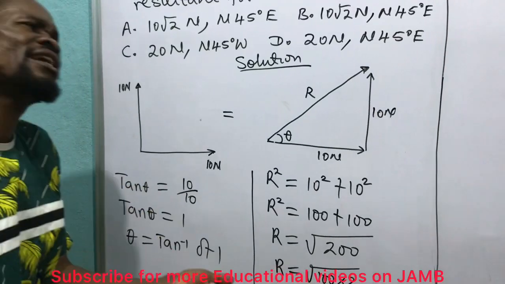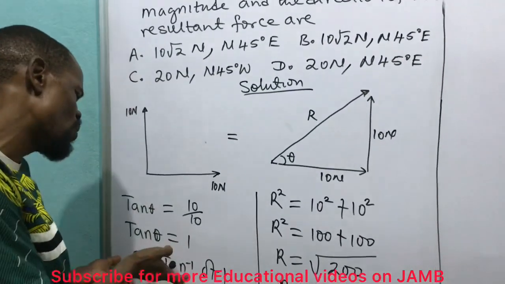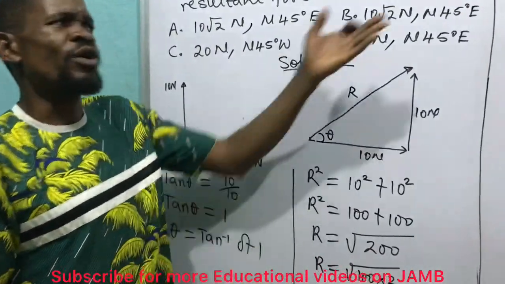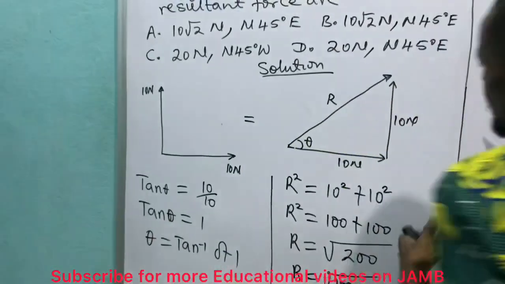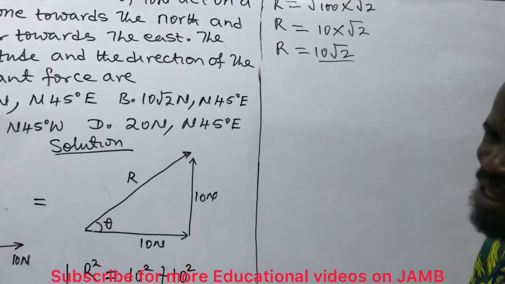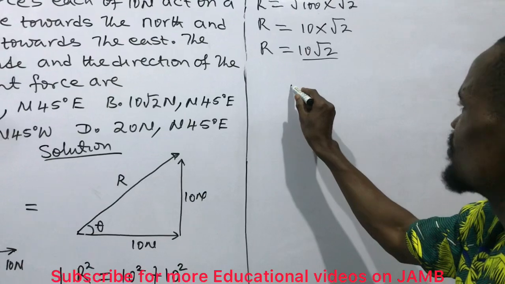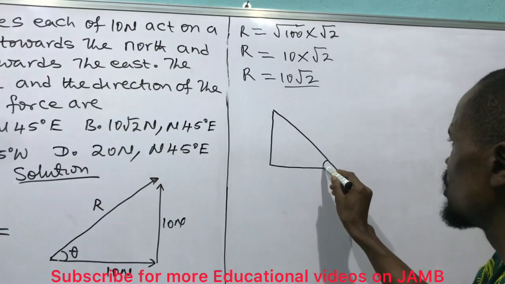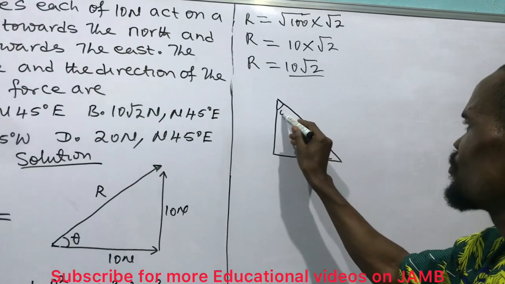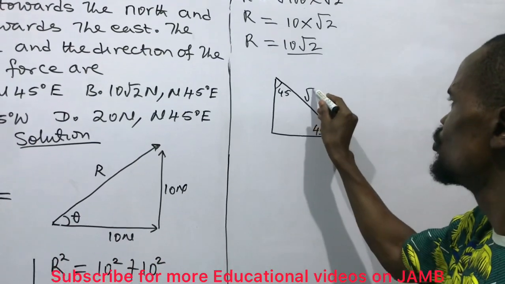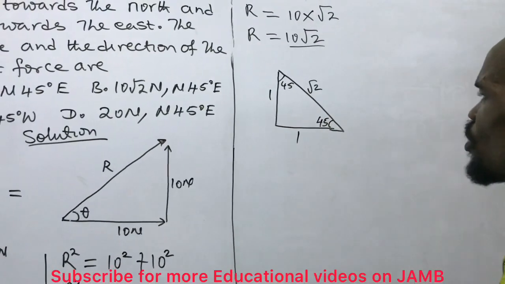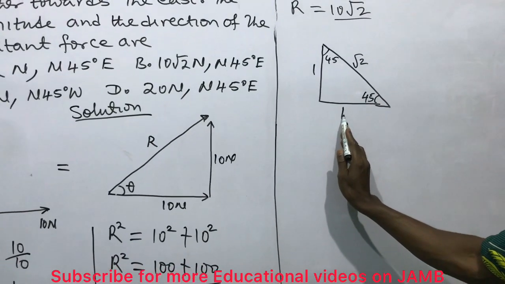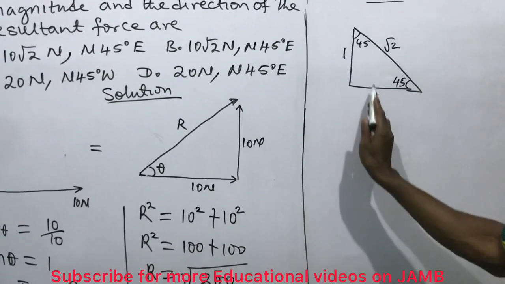I don't have a calculator. How will I know the tan inverse? Because we don't use a calculator to write JAMB. Okay, let me remember. I can bring out the diagram which I store in my head, the diagram that goes this way, which I already mentioned before. This gives me 45, this gives me 45, this gives me root 2, this gives me 1, and this gives me 1. Opposite over adjacent.